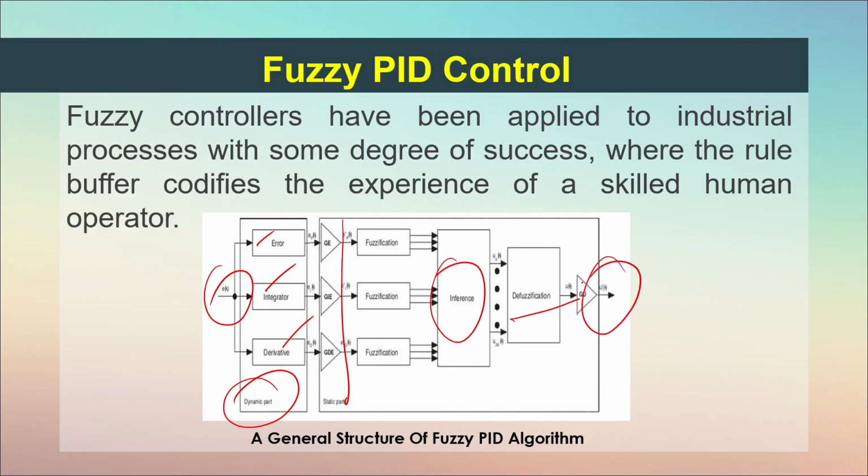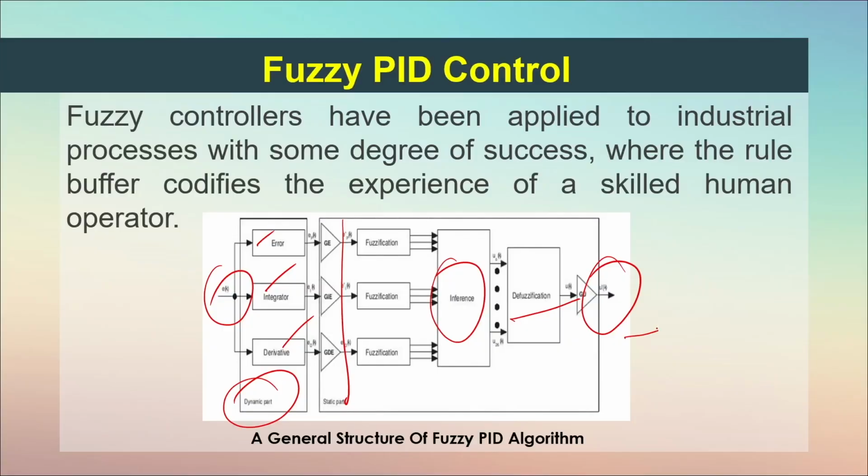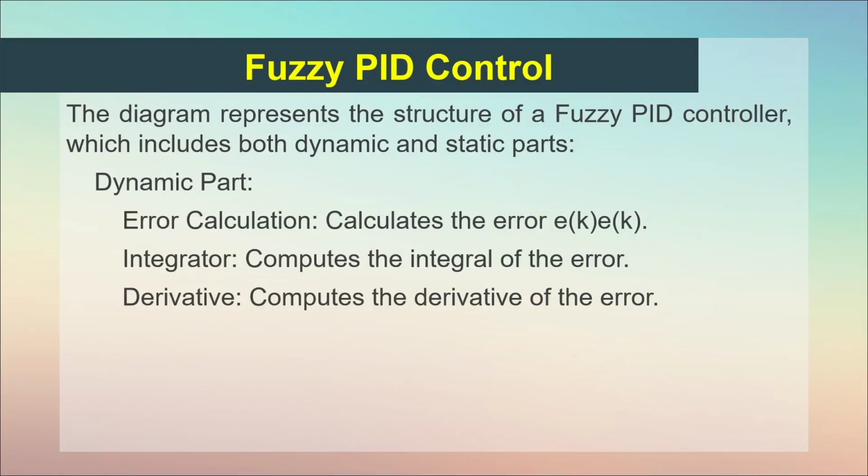So, likewise the error is quantified using the fuzzy approach, and the quantified values are fed into the inference system in order to get the defuzzified value to effectively control the system. So, the fuzzy PID control has a dynamic part, and based on the diagram, the dynamic part involves error calculation.